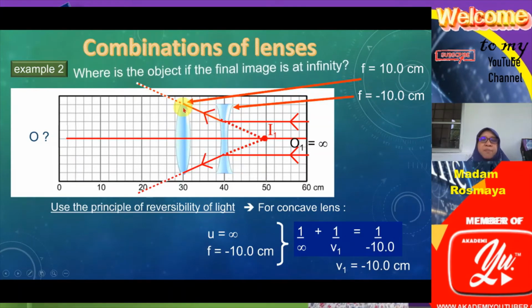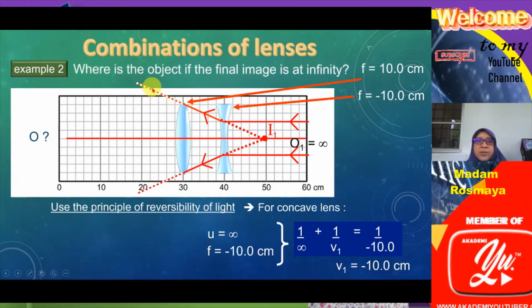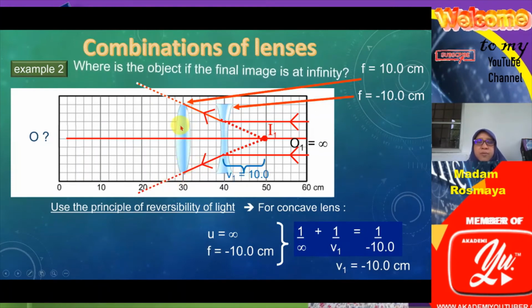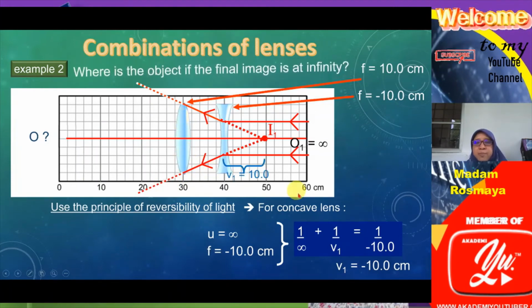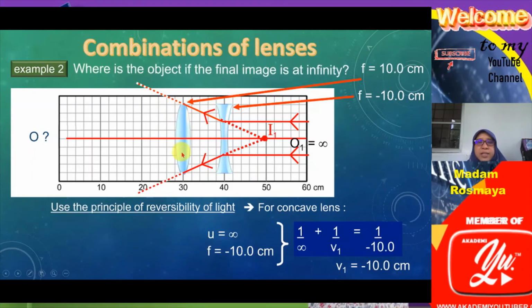After the ray passes through the lens, it should not go straight, so it must be refracted away from the normal. So we draw a dotted line here. This is the imaginary ray. It should not go straight after passing through the convex lens. So for the second part, we are going to calculate the image formed by the convex lens.